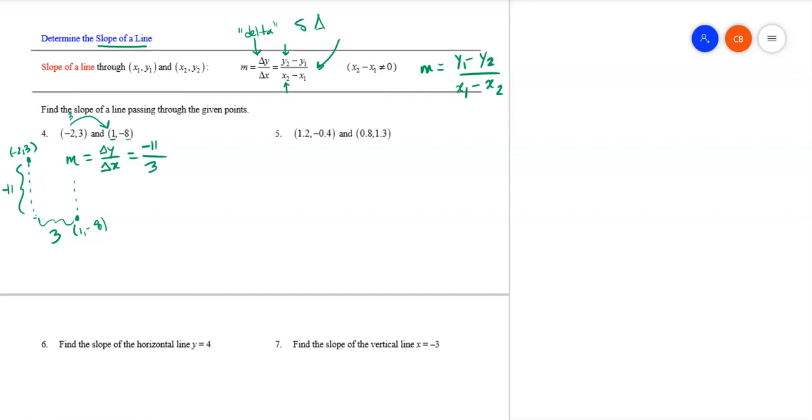This was to the right by 3, and to do the y's we went down by 11. And so we can just get the slope right away, -11 over 3, looking at these points.